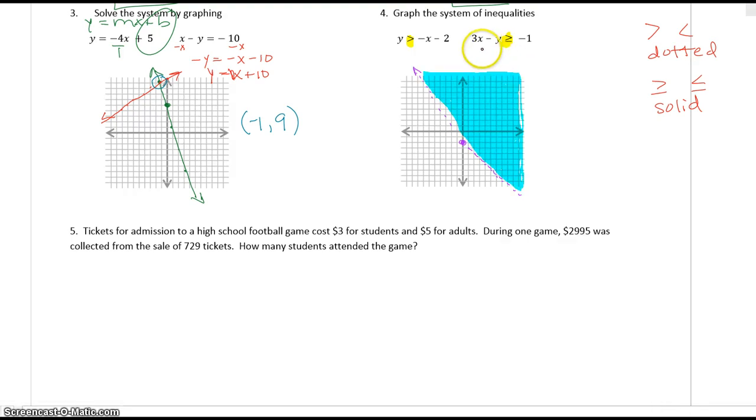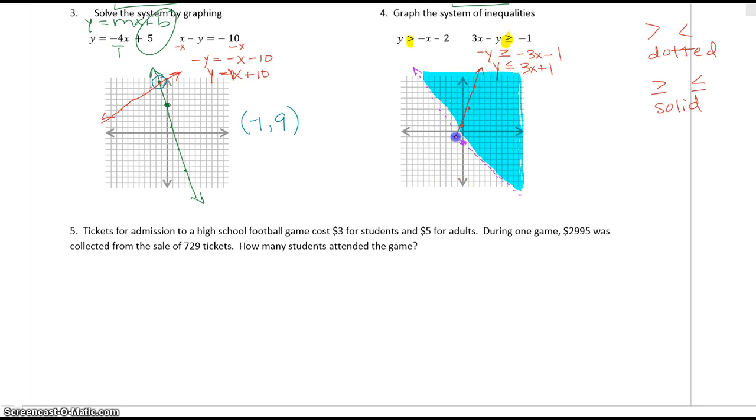So again, we're going to put this in slope-intercept form. We're going to subtract 3x from both sides, and then we're going to divide by a -1. But remember, when you divide by a negative, your sign flips. And we have y less than or equal to 3x plus 1. So the y-intercept is 1. Our slope is 3, so up 3 over 1. This is going to be a solid line because of the or equal to.